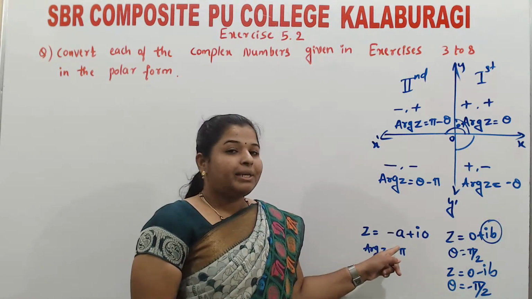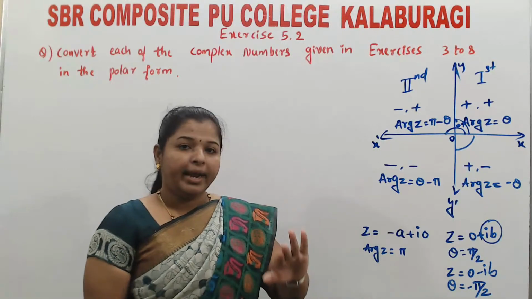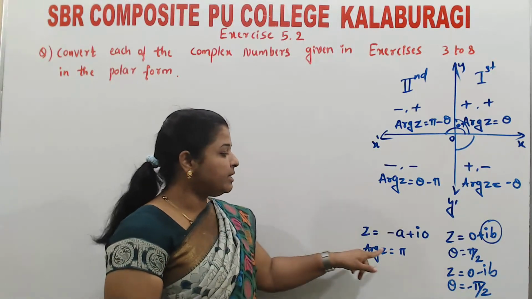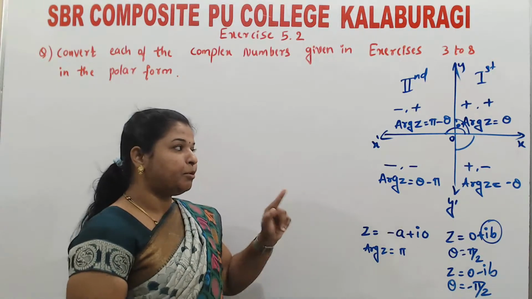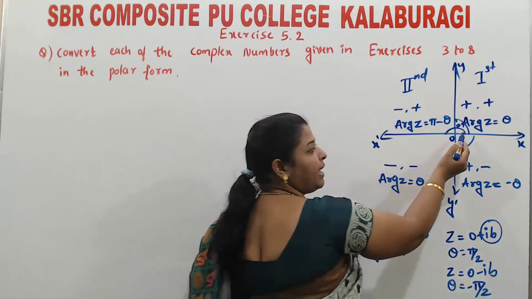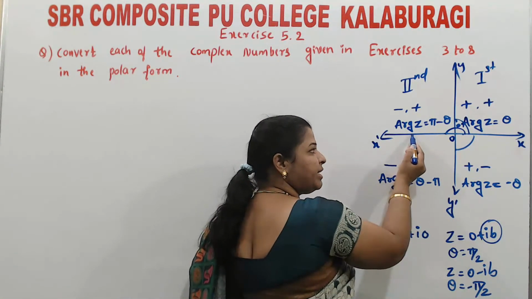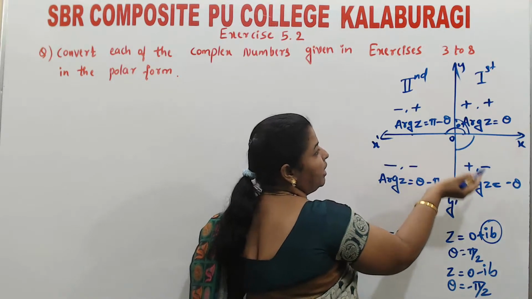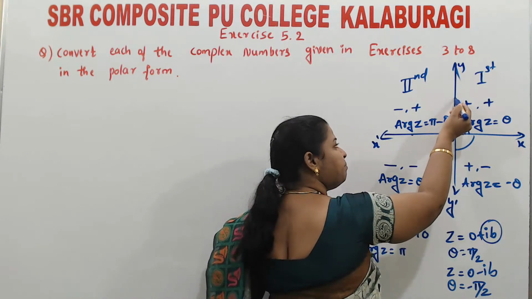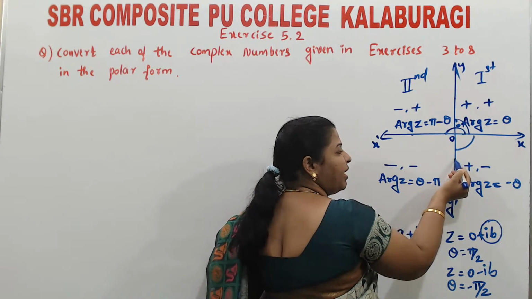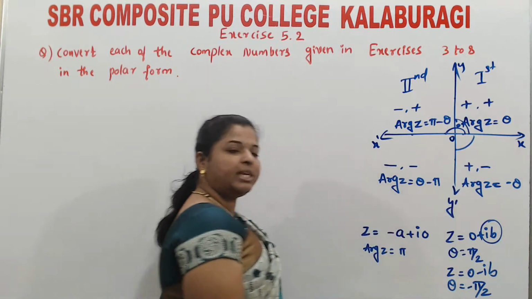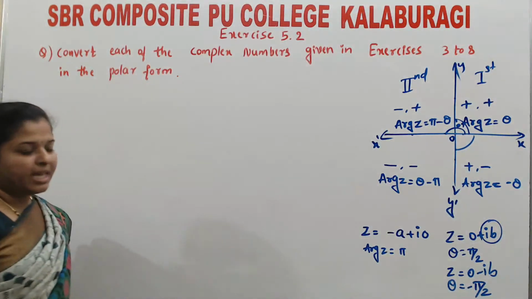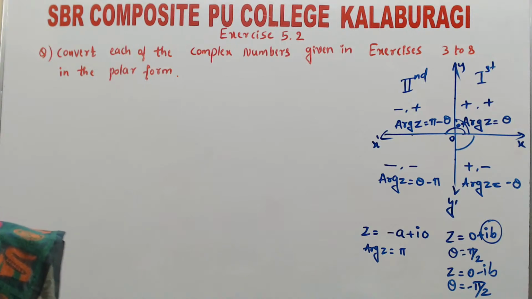If the given complex number exists on the x-axis, on the positive side of the x-axis the angle is 0, negative side of the x-axis pi, right? Positive side of the y-axis pi by 2, negative side of the y-axis minus pi by 2. Is it clear? Okay. In the last class we completed the fourth example.